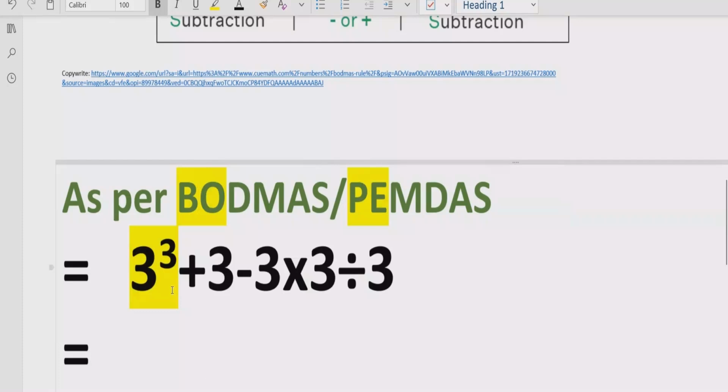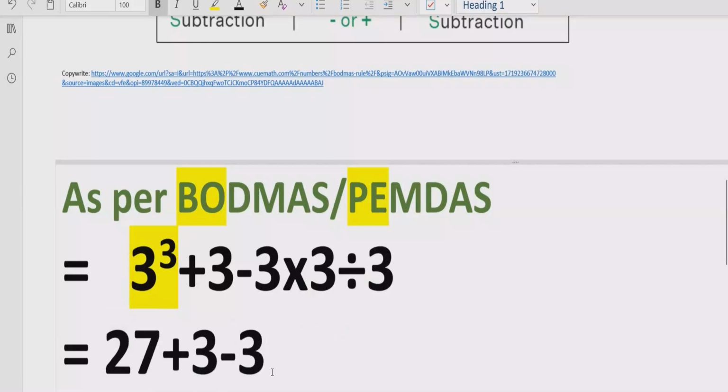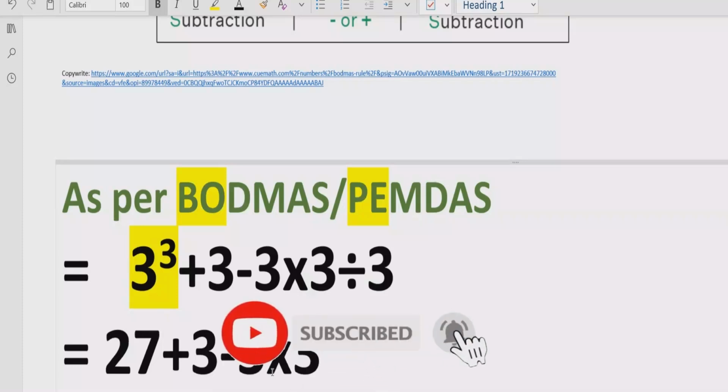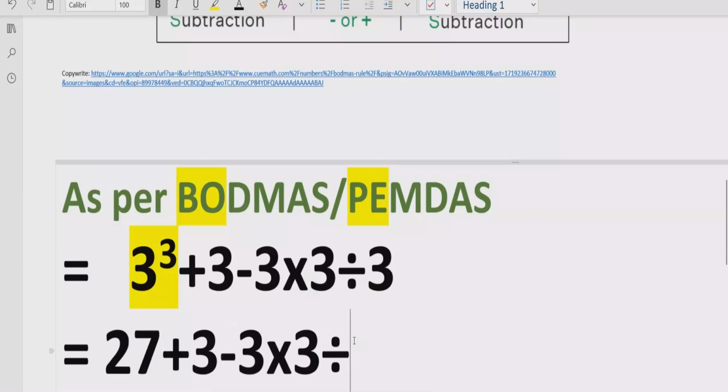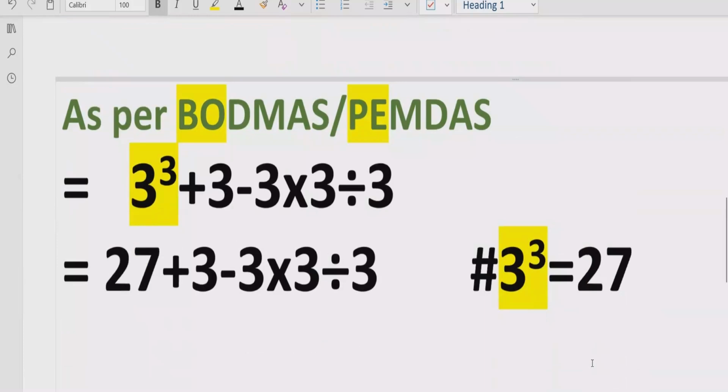3 raised to power 3 means 3 multiplied by 3 multiplied by 3. So if we multiply 3 times 3 is 9 and 9 times 3 is 27. So the answer is 27, and plus 3 minus 3 multiplied by 3 and divided by 3 we will write here as it is. And again we will give the reference: 3 raised to power 3 equals 27. Now we have solved this part.